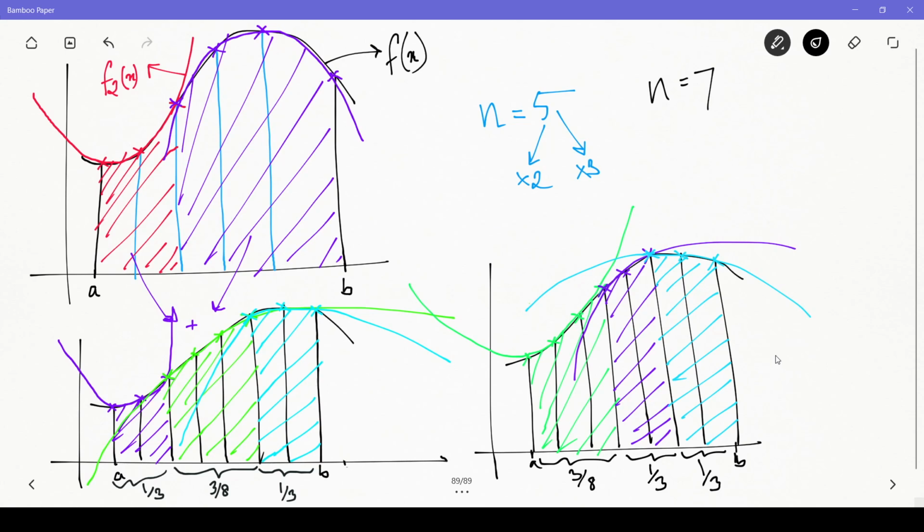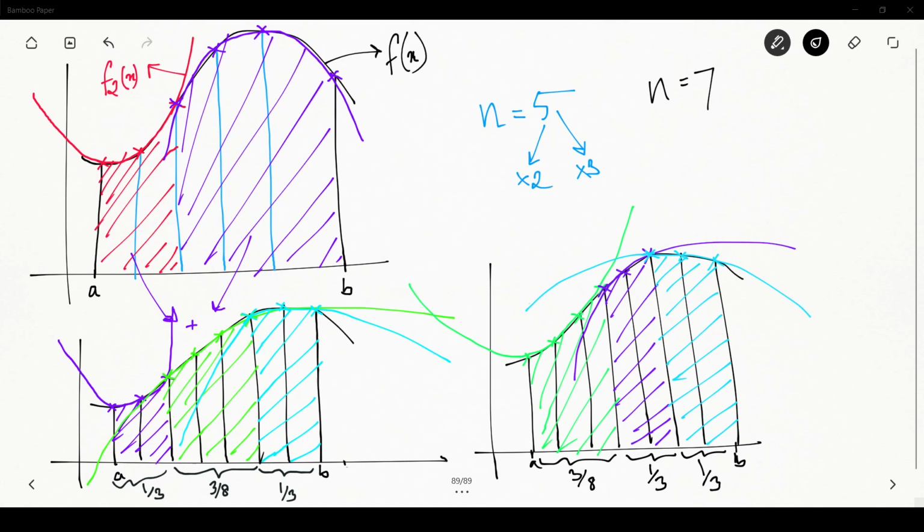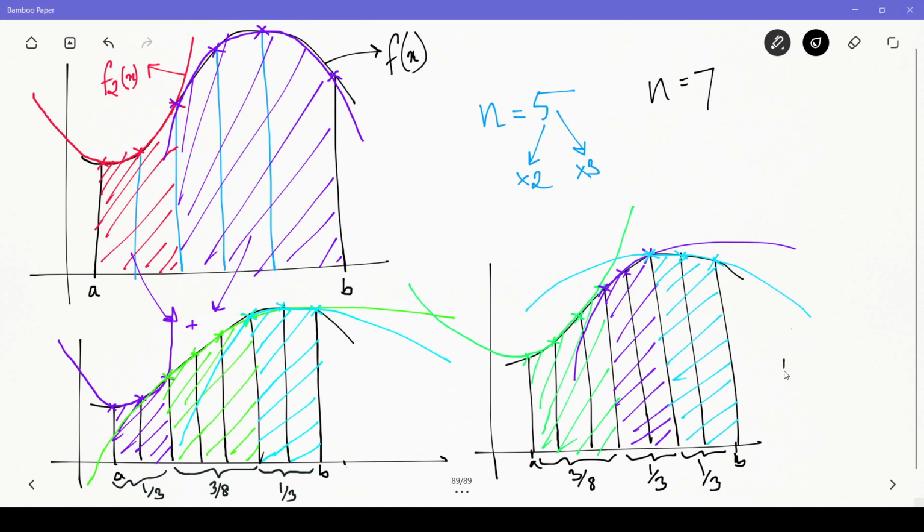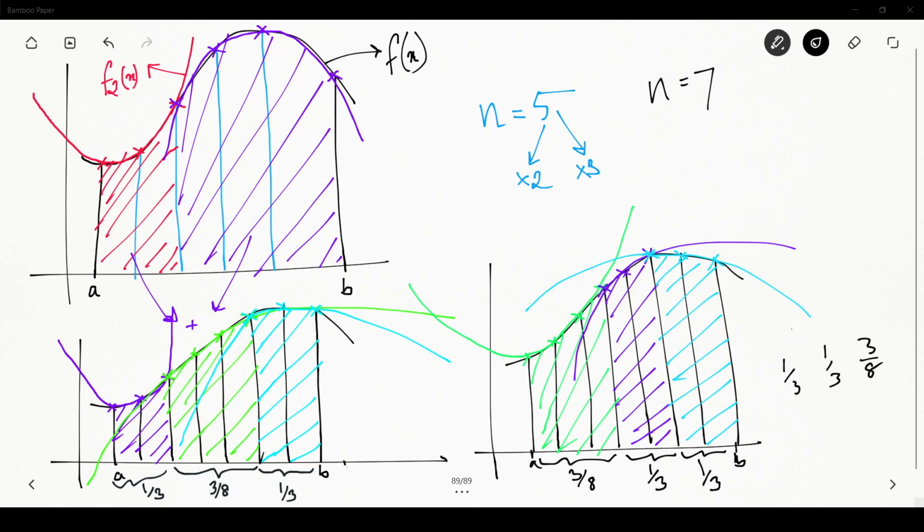Then again we can do what? We can apply 1/3, 1/3, or we can apply the reverse version, right? We can apply 1/3, then 1/3, then 3/8, right? So how many permutations do we end up with?